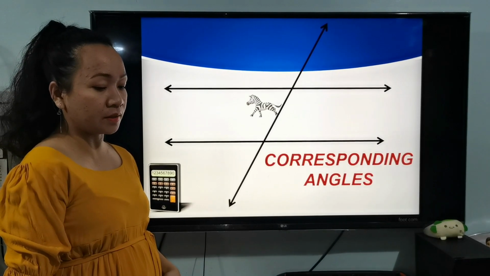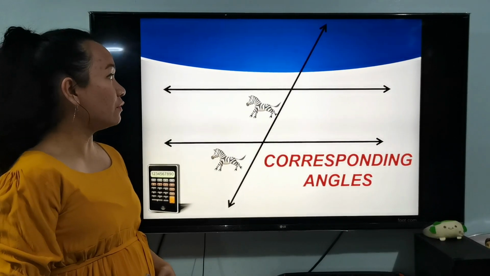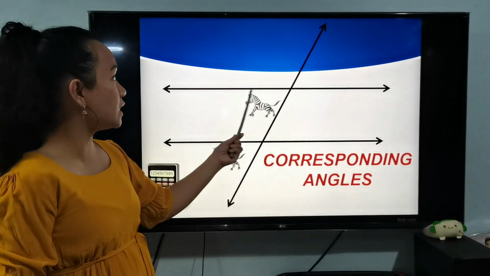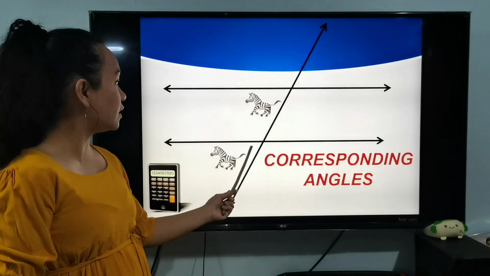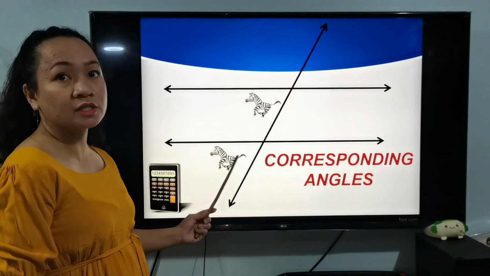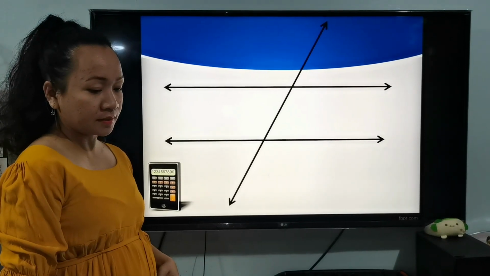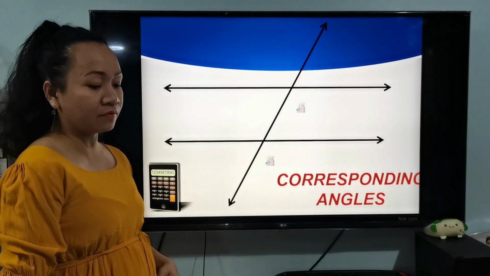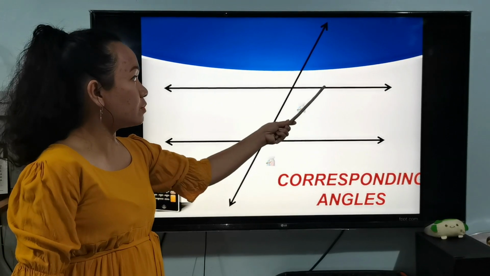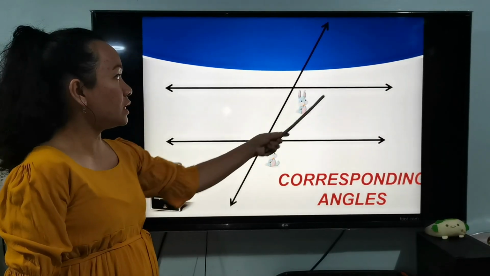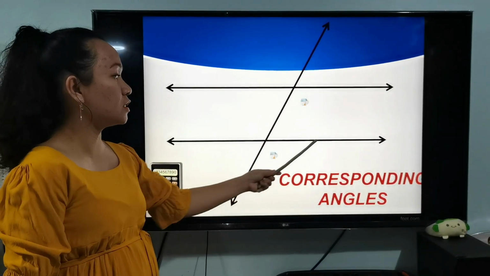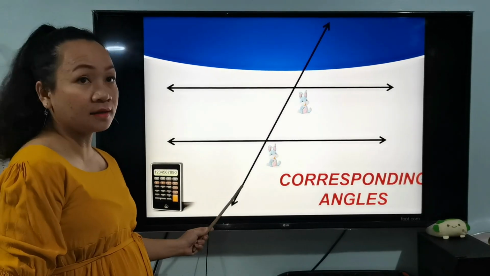Next example. We have the zebra. The zebra is being placed in this angle and here. They are corresponding angles. Next, we have the rabbit. The rabbit is being placed in this angle. You need to say this angle corresponds to this angle.